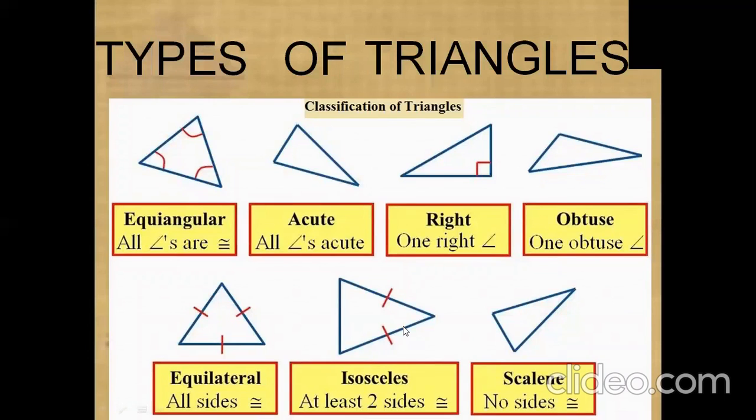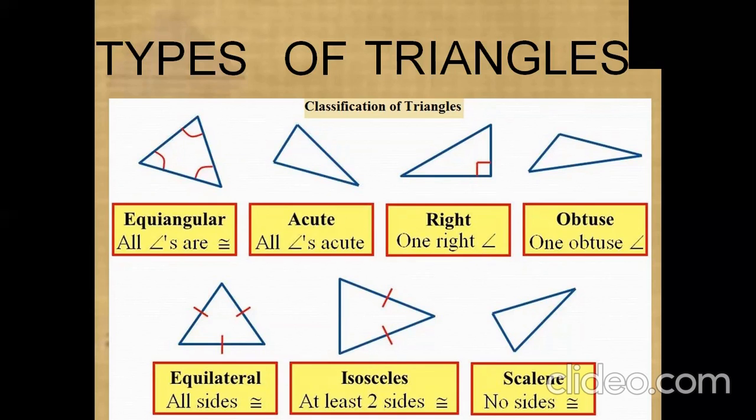Now we'll be discussing the types of triangles on the basis of angles. The very first type of triangle is equiangular. As the name suggests, equiangular means equal angles. If all the angles of the triangle are equal, we can say it is an equiangular triangle. The second type of triangle is the acute angle triangle. Acute angle triangle means all the angles are acute, that means all the angles are less than 90 degrees.